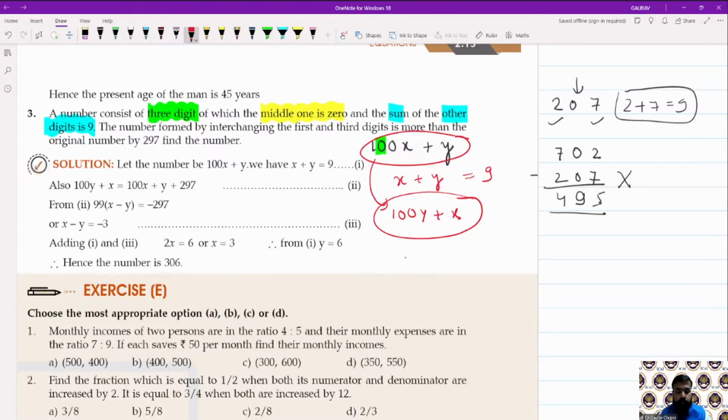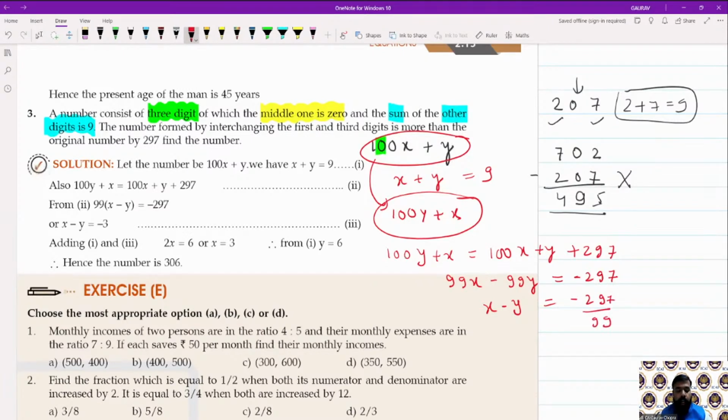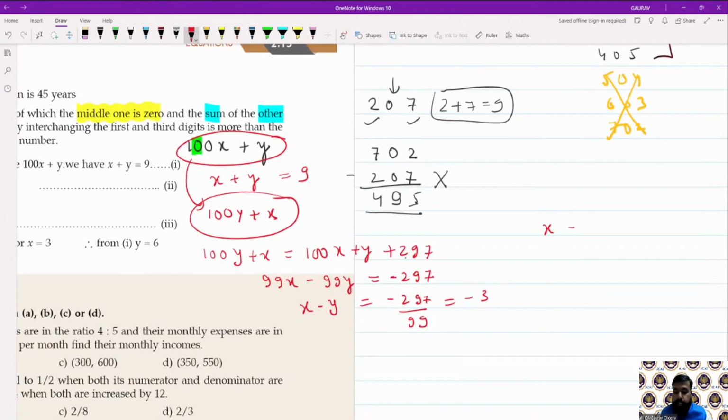So what can be the equation? 100y plus x is equal to 100x plus y plus 297. Now we can simplify this. So what will come? 99x minus 99y is equal to minus 297. We can take 99 as common and then divide here. So minus 297 upon 99, how much we are getting? Minus 3. So this conclusion is x minus y is minus 3. This is the second equation.